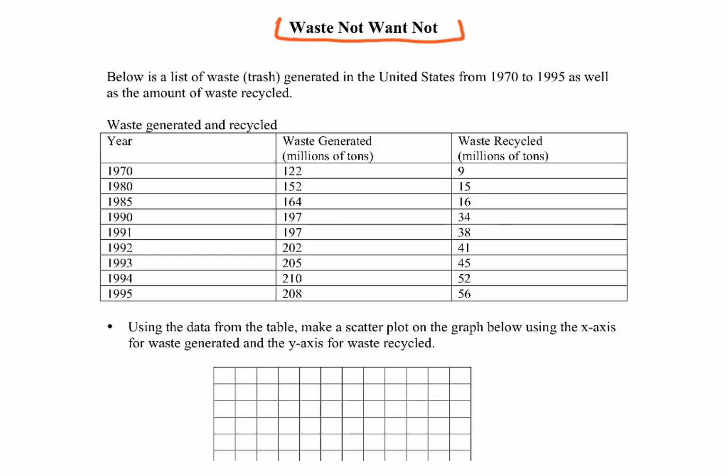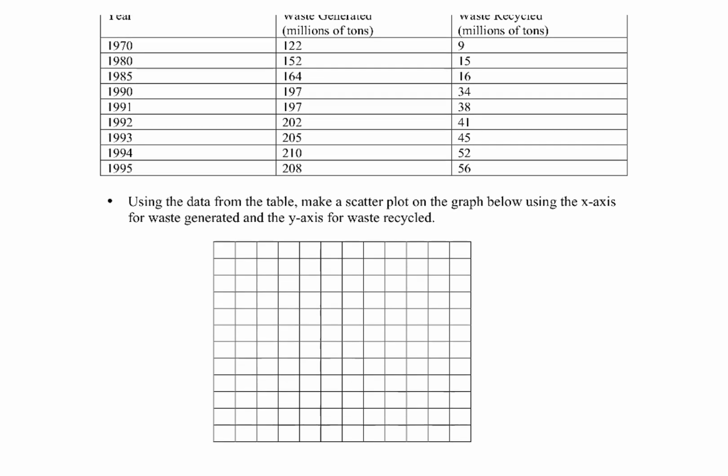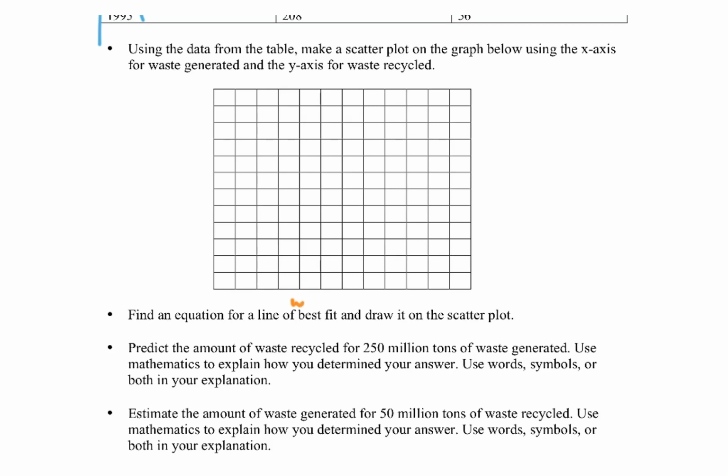So now, taking a look here. So we've got a list of waste generated in the United States from 1970 to 1995, and how much was recycled. Notice it's in millions of tons. Okay, so they want us to create a scatter plot on the graph below using the x-axis for waste generated. So this is our x, and for waste recycled is our y. So we don't care about the dates. Okay, so this would be waste generated, and this would be waste recycled.